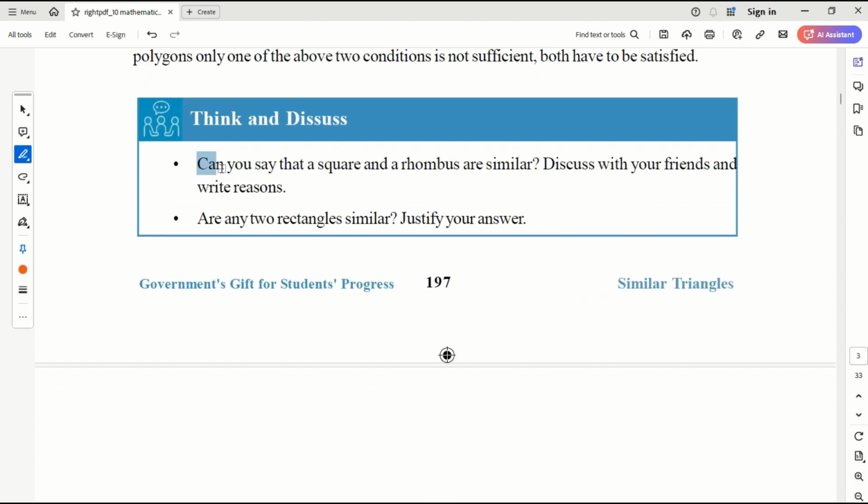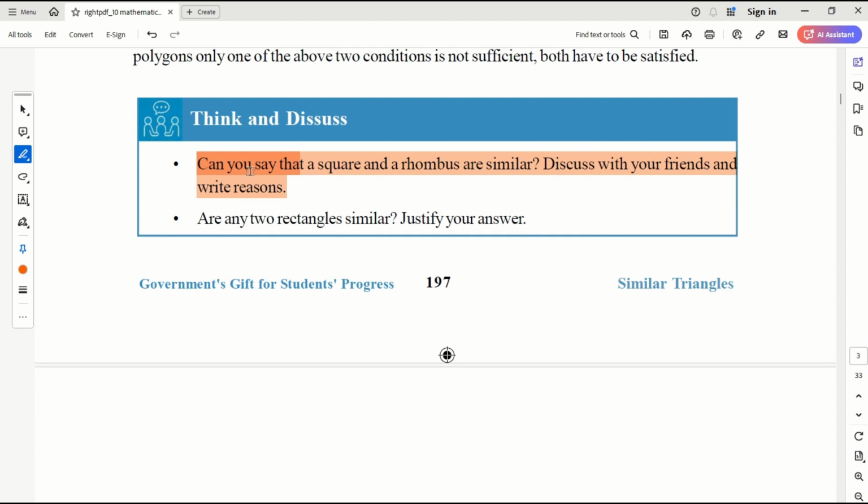Now, can you say that a square and a rhombus are similar? A square and a rhombus have equal sides. In a square, all four sides are equal. In a rhombus, all four sides are equal. So the ratios of all corresponding sides will be the same. But in a square, each angle is 90 degrees, whereas in a rhombus only opposite angles are the same, not all four are 90 degrees. So they are not similar.